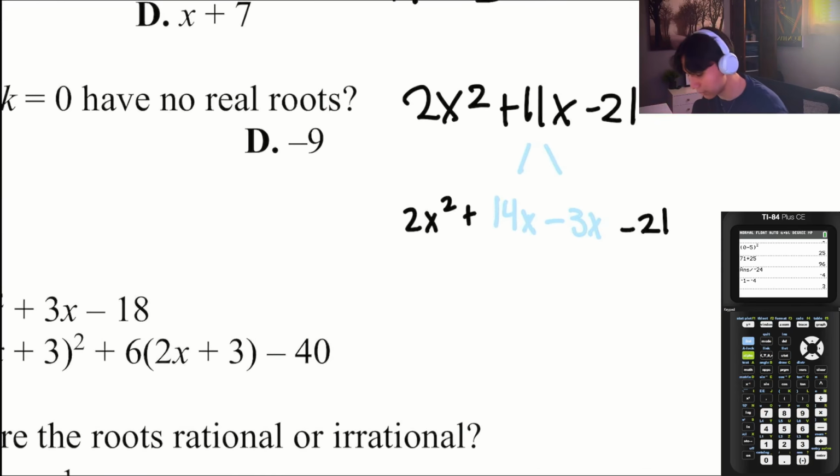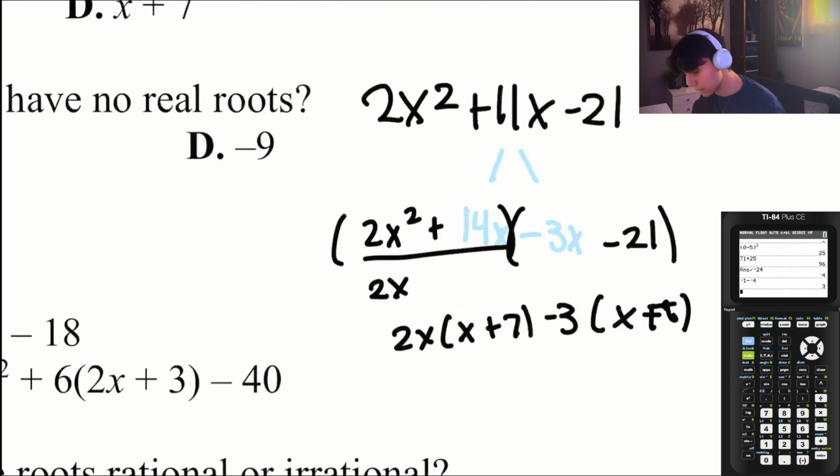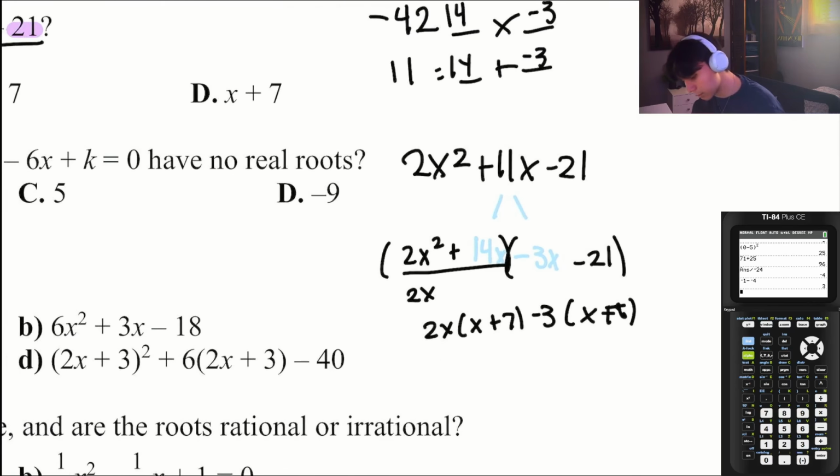So now we have to group these 2 up and factor out what's common between these 2. In this case, it'll be a 2x, and x plus 7. And on the other side, you're going to get -3, x plus 7. So you gather these 2 groups, and you're going to get 2x minus 3, x plus 7 as your factored form.